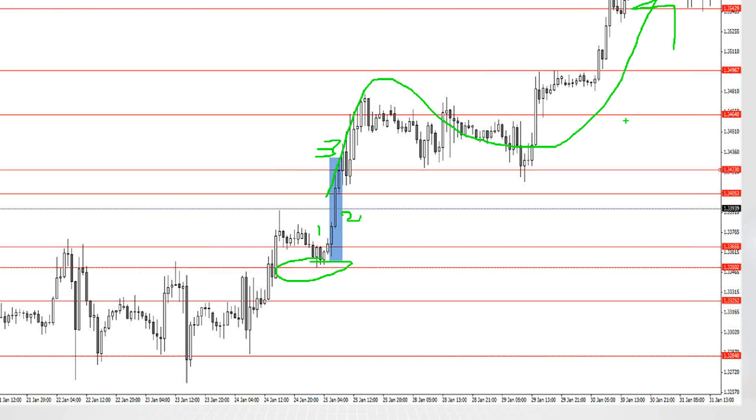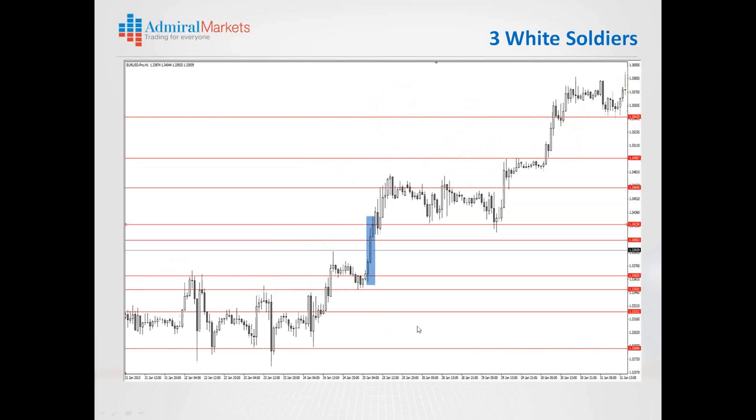So we don't basically have to have those wicks. We can spot three white soldiers even without wicks. We can have three white bodies without any wicks, and it's also qualified as three white soldiers. What is important is that every candle in succession needs to have a higher close and higher high than the prior one.